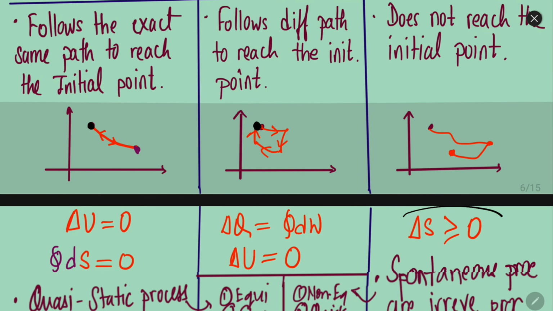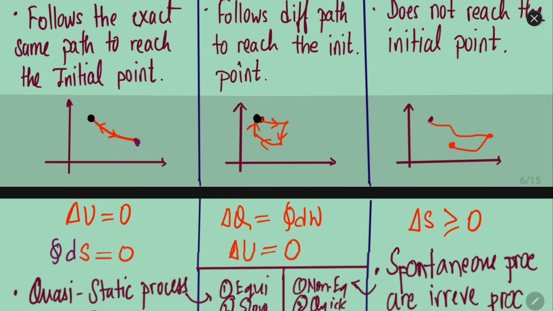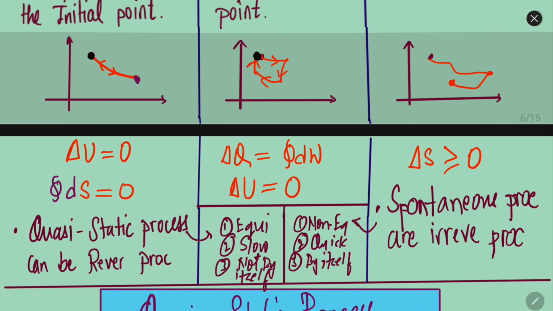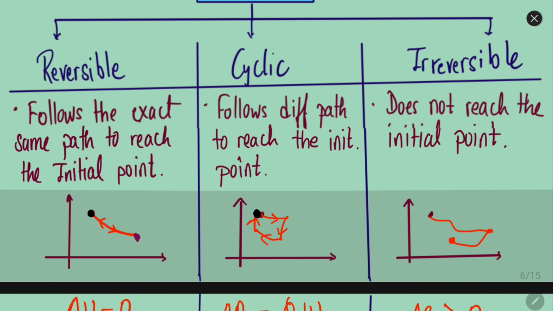In irreversible processes usually the change in entropy is greater than or equal to zero, and spontaneous processes are irreversible. What does this mean? A spontaneous process is a process which occurs without any need of external help. It happens naturally. So spontaneous processes are irreversible processes, and quasi-static processes are reversible processes. So what are quasi-static processes? We will come to that in a moment, just wait. Before that, remember, reversible follows the exact same path, cyclic follows a different path.